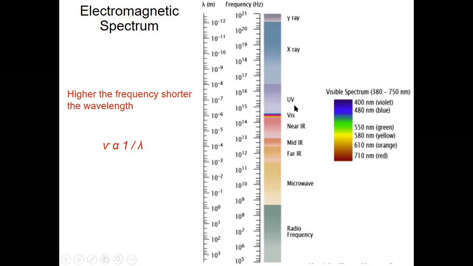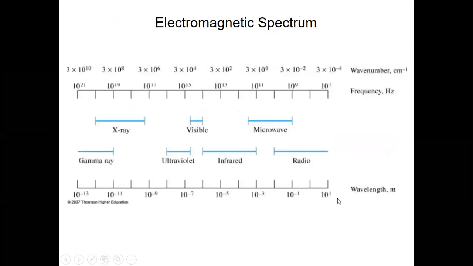Gamma, X, UV, Vis, near IR, mid IR, far IR. So at least gamma has the lowest wavelength and the radio has the highest wavelength. You should remember the order, right? So if you were asked to write the electromagnetic spectrum, you should know how to write it, right?